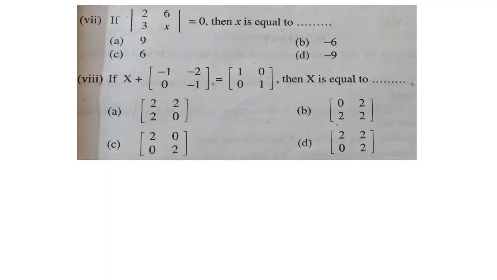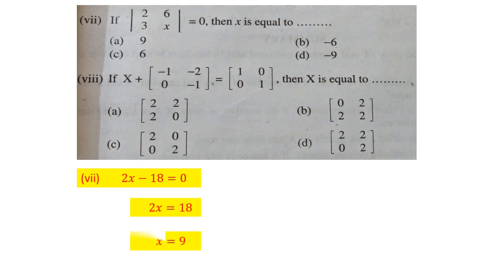Part 7. If determinant of a matrix is equal to 0, then x is equal to. Dear students, to find its answer we solve this question. We know that to find determinant of a matrix we multiply diagonal entries and then subtract them and put it equal to 0. So 2x equal to 18 and x is equal to 9. So option A is correct.